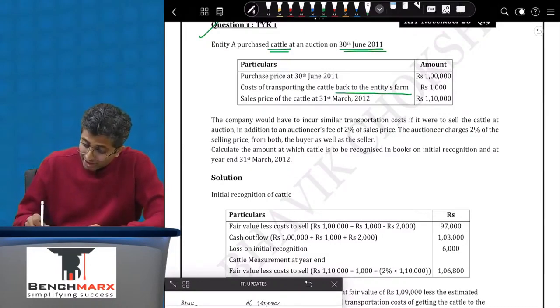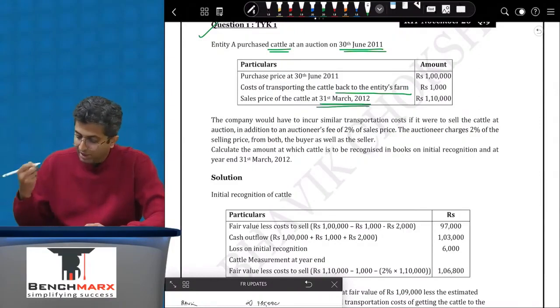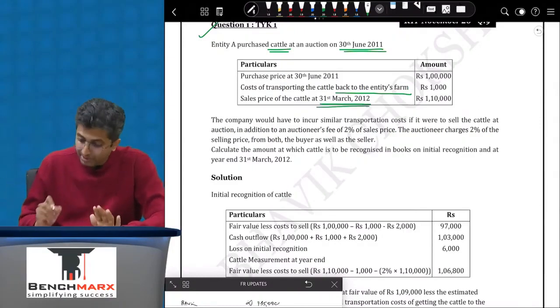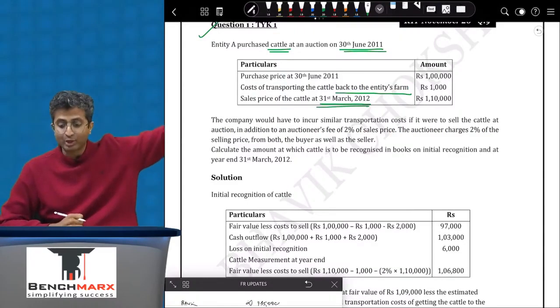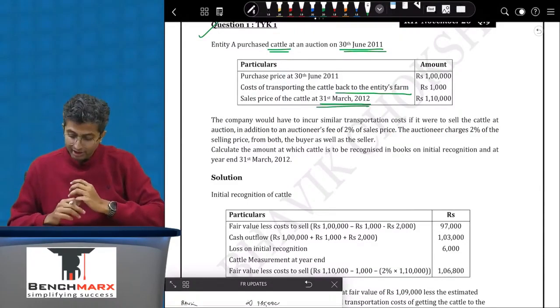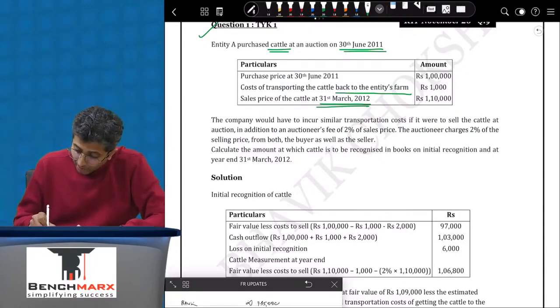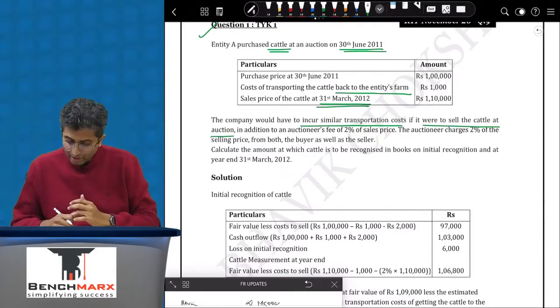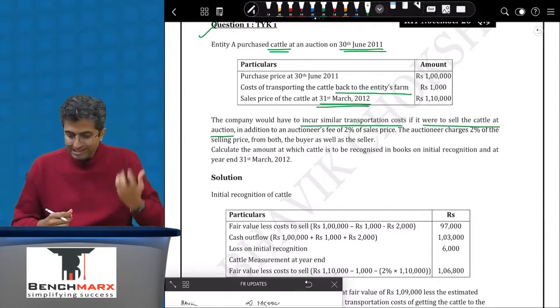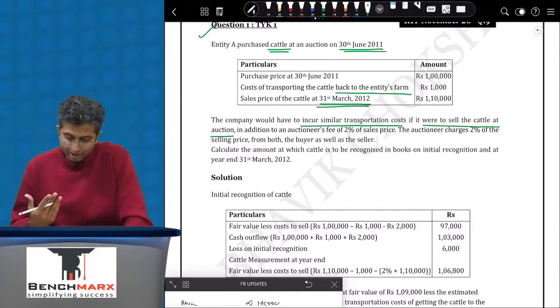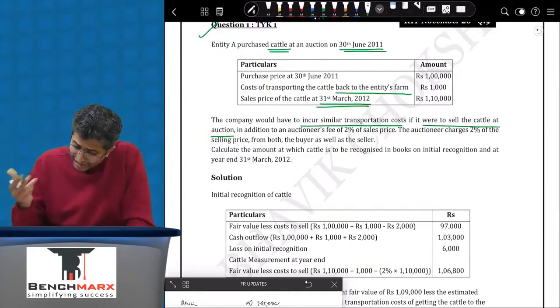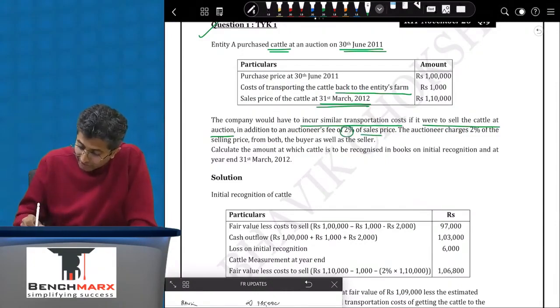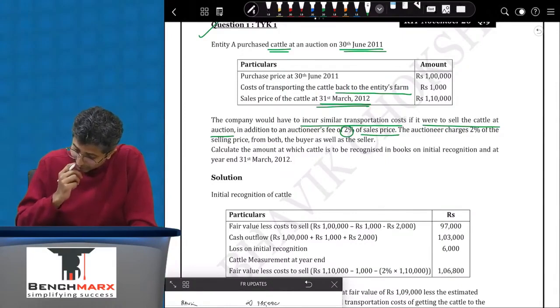The sale price of the cattle on 31st March 2012, that is probably 9 months later, is 1,10,000. This is the sale price of the cattle. But cattle basically we have to again take it to, let us say, the auctioneer's market. The company would have to incur similar transportation cost. If it were to sell the cattle at the auction, it will again have to incur, let us say, 1000 rupees to sell the cattle at the auction. So this 1000 will have to be incurred in order to sell, in addition to an auctioneer's fee of 2% of the sale price. Achha.